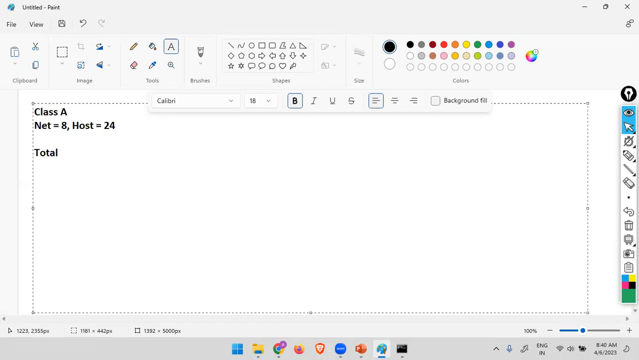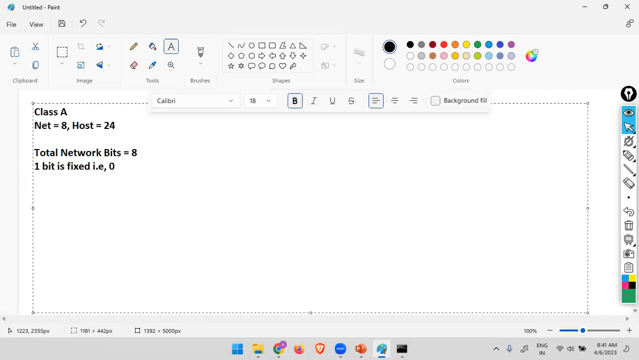So total network bits, I have 8 bits. Now out of 8 bits, when the classes were getting divided in the first octet, some part was reserved. Some part was fixed that we cannot change. Remember, when we were saying first octet range, in class A the first bit was always 0. So that bit is fixed. In case of class A, 1 bit is fixed.